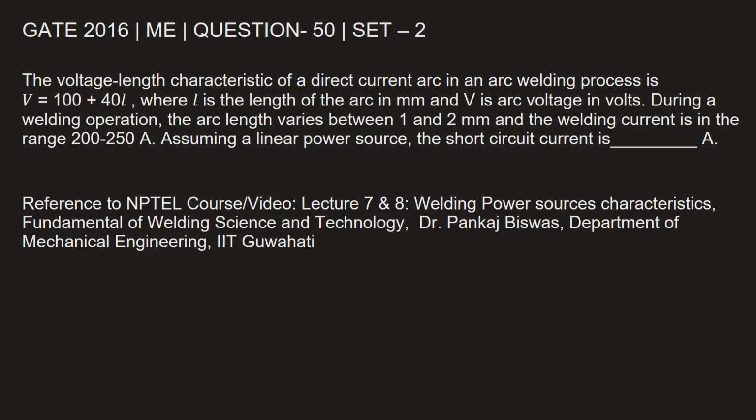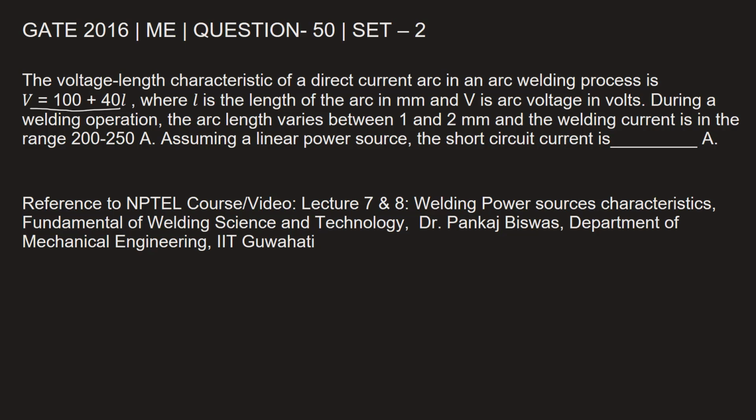The voltage-length characteristic of a direct current arc in an arc welding process is V = 100 + 40L, where L is the length of the arc in millimeter and V is the arc voltage in volts. During a welding operation, the arc length varies between 1 millimeter and 2 millimeter, and the welding current is in the range 200 to 250 ampere. Assuming a linear power source, the short circuit current is dash ampere.